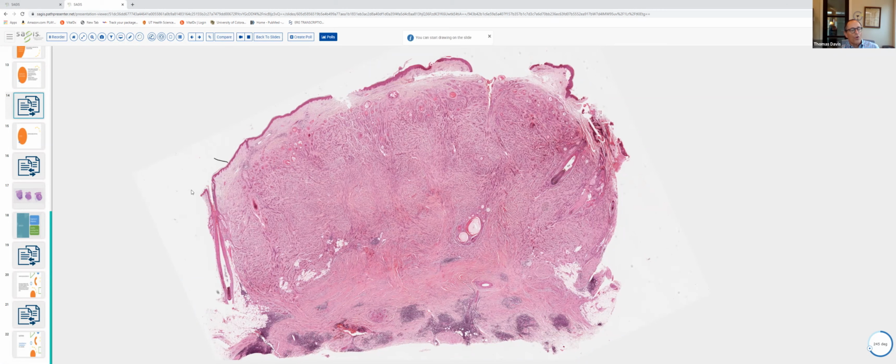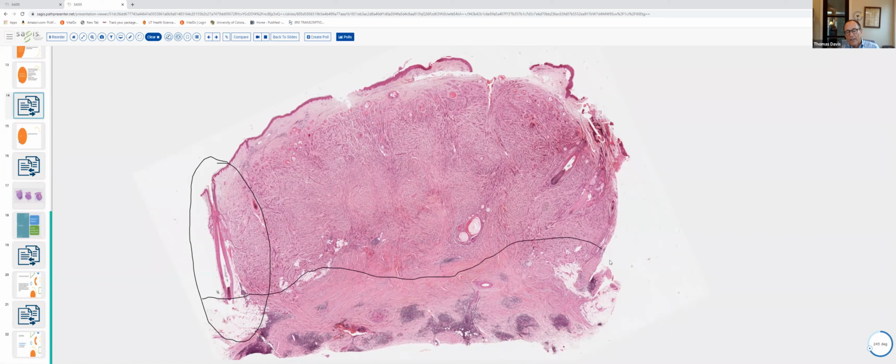We've got this terminal hair follicle, which is embedded down in the subcutaneous tissue. And the dermis ends about right here. And we've got subcutaneous tissue, and below that, fascia. So this is an extremely deep biopsy.